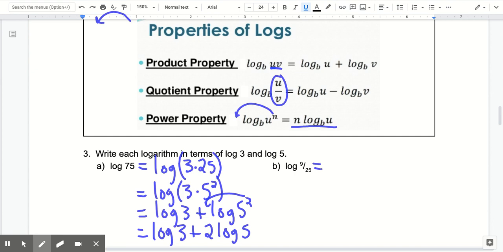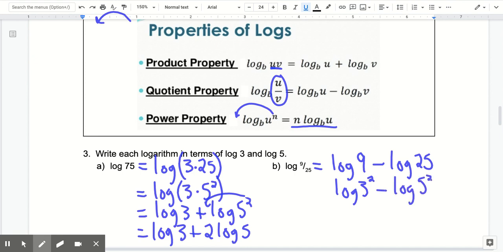All right, so we have log 9 over log 25. Well, I can split that up. That's division, so I can make this log 9 minus log 25. And 9 is the same thing as 3 squared. And we already talked about that 25 is 5 squared. Now I can bring both those exponents down in front. So this is 2 log 3 minus 2 log 5.